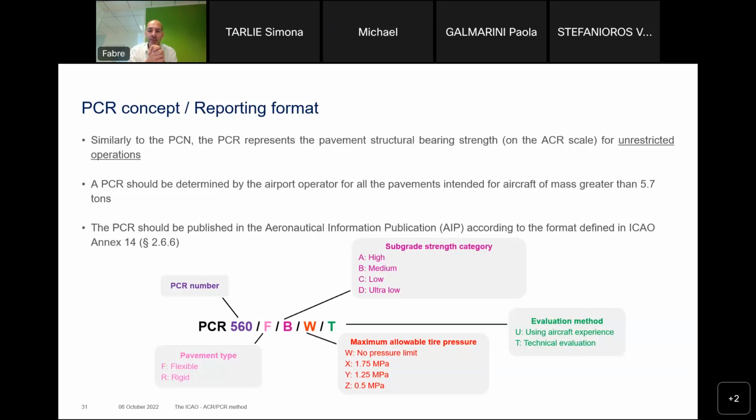And the last letter is information about the evaluation method. So the letter U, which stands for using aircraft experience, and the letter T for technical evaluation, which is the preferred method for PCR determination and publication.